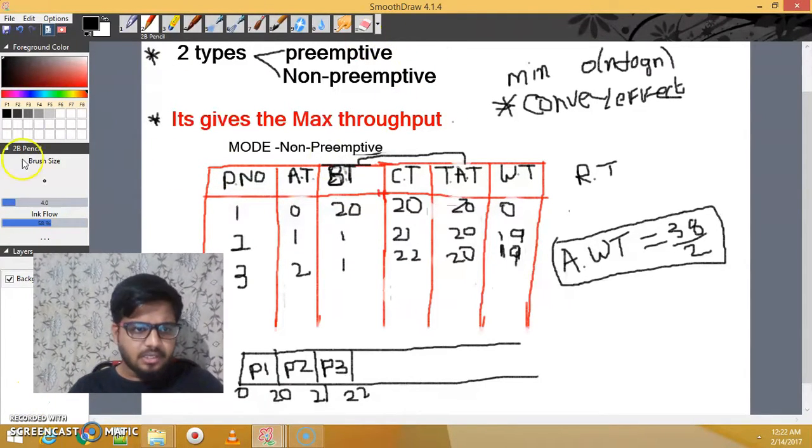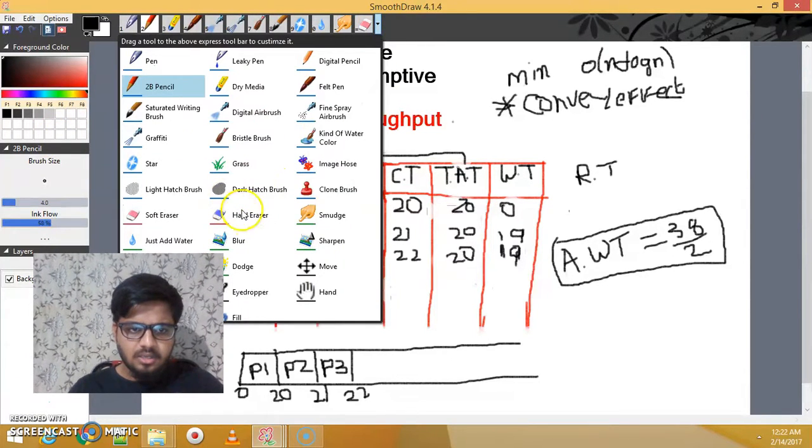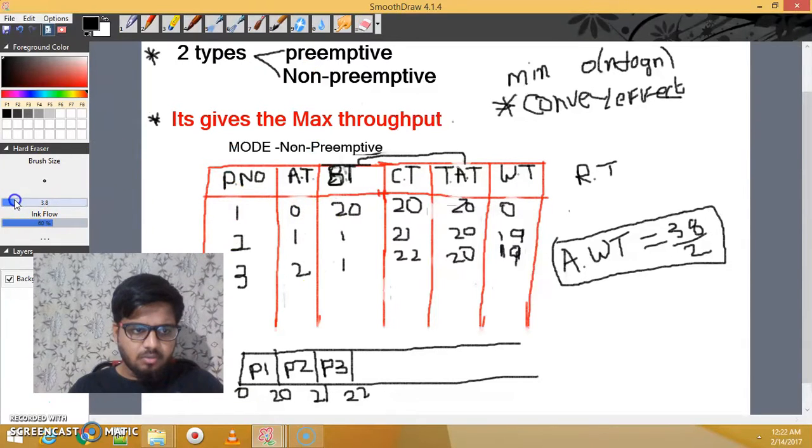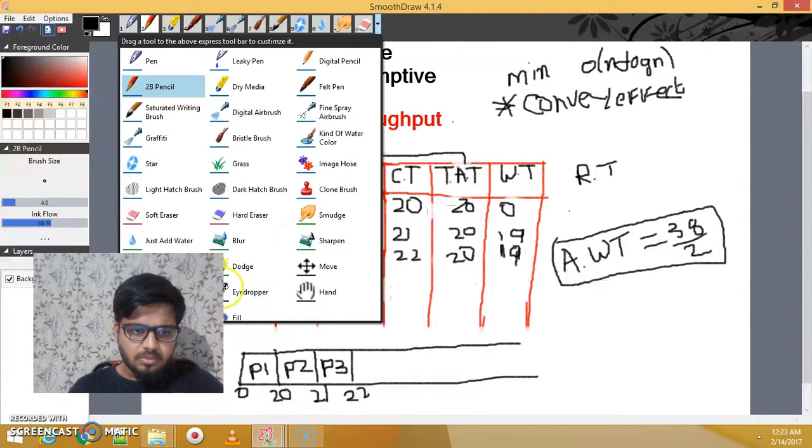So let me change the arrival times so that you can understand what the Convoy effect is. I am changing these to 2, 0, 1. Then what output will I get? Let me see this.